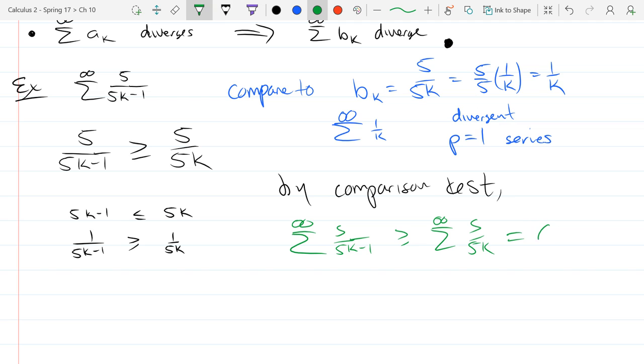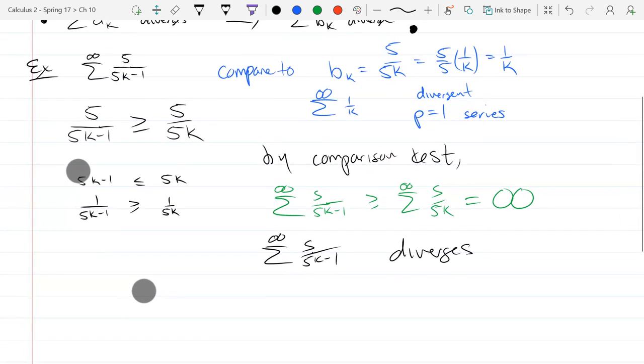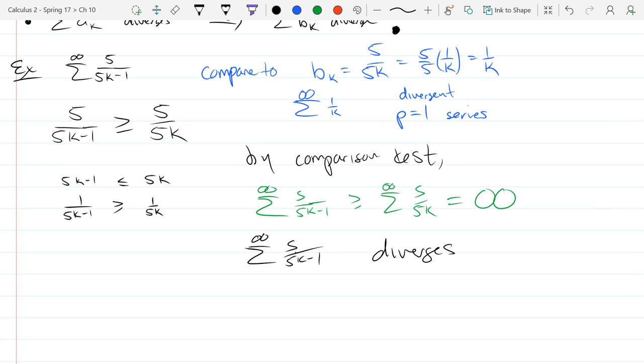So it's not zero, double zero, or infinity. All right, so our little one adds up to infinity, so our big one has to add up to infinity. So by comparison test, summation 5 over 5k minus 1 diverges. You don't have to write what's in the green, but that's the intuition behind the comparison test.